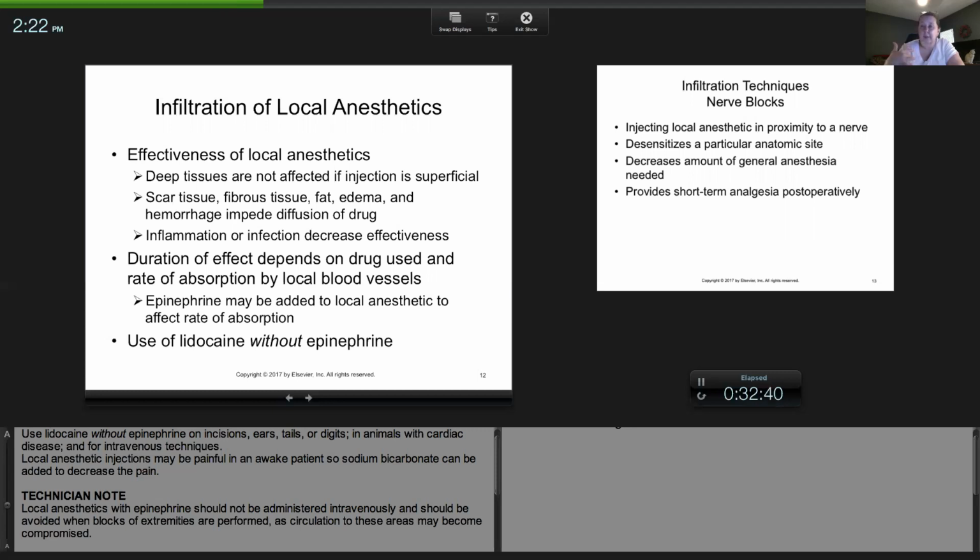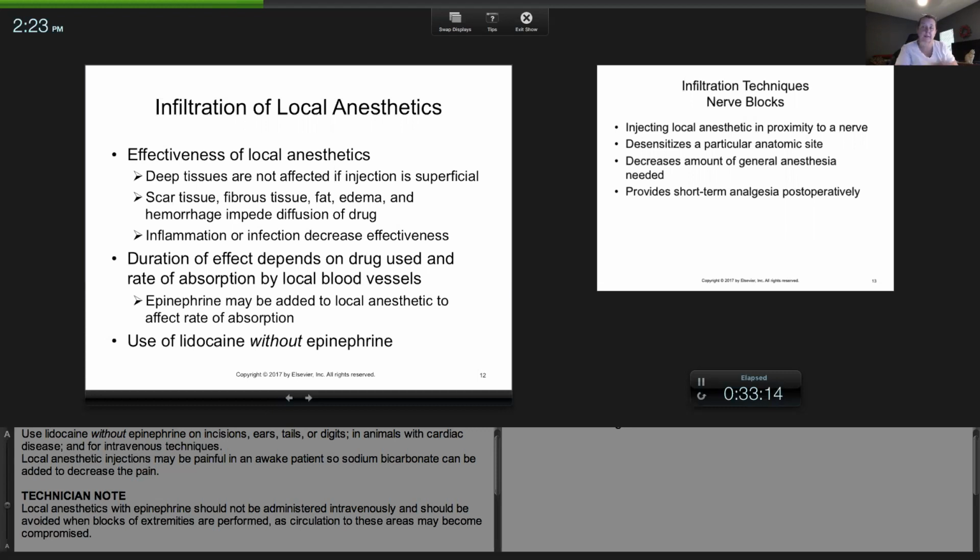So if there's a lot of fibrous or scar tissue, fat, it's because of the water solubility versus fat. That's not going to absorb well. Also, if this wound is bleeding a bunch, like in surgery, and you're putting it in, that blood is just pushing out the drug. So if there's a lot of hemorrhage, fat, scar tissue, those are things that are going to affect how effective our agent is. Okay.